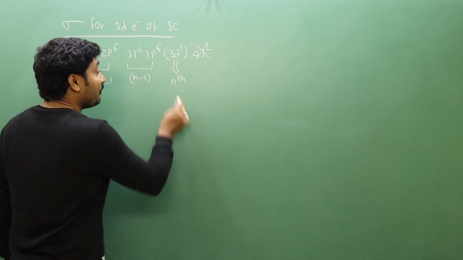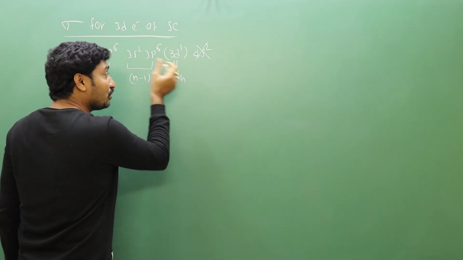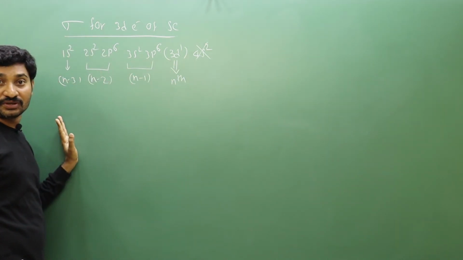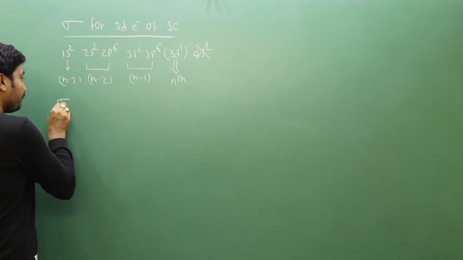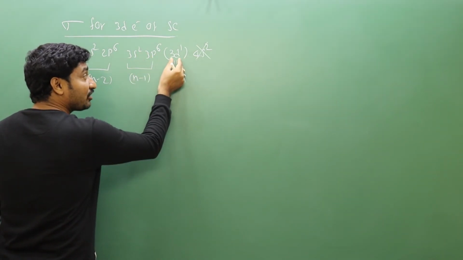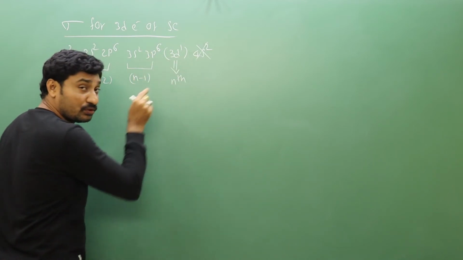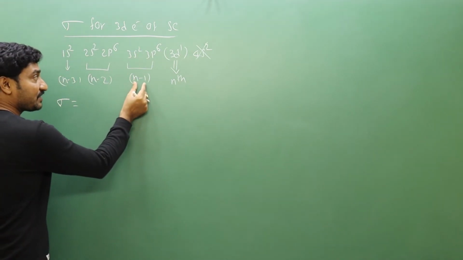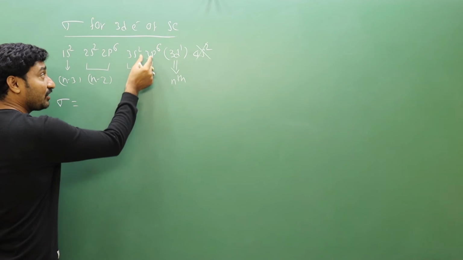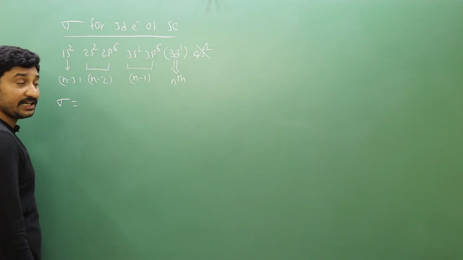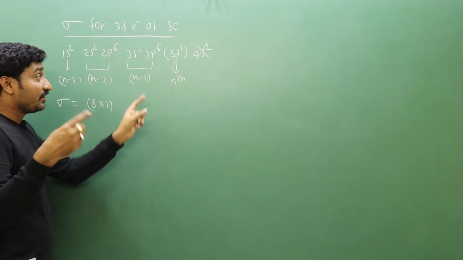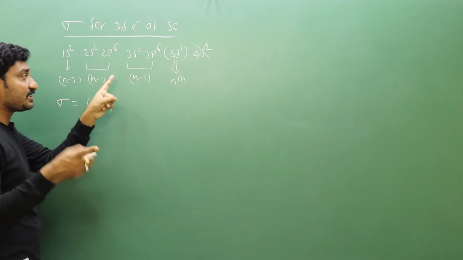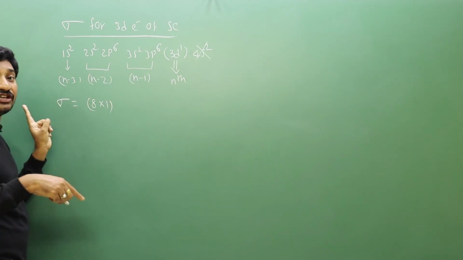But here we are calculating sigma for 3d, so that alone you consider as n, and as usual this one is n minus 1. Now sigma equals: in the nth shell, how many electrons are present? One electron, but you exclude that electron, so no more electrons. Next, n minus 1. How many electrons are present? 8 electrons, so 8 into 1. For the nd electrons the value is 0.35, and for the remaining shells, n minus 1, n minus 2, n minus 3, the value is 1.